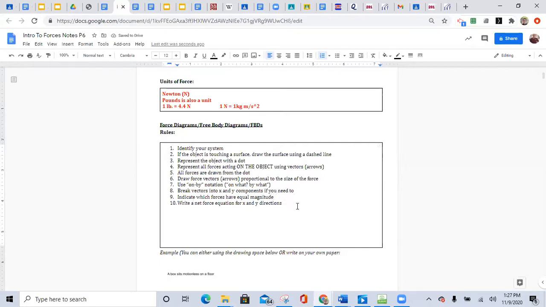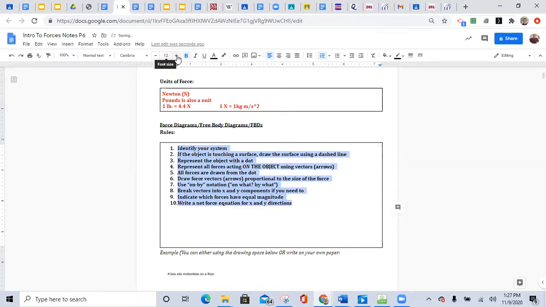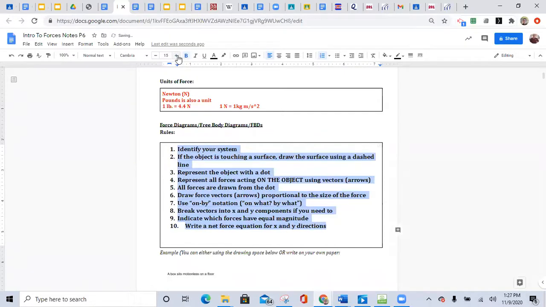Okay. So those are the rules, and I'll give you a little bit of time to get those all down. And then we're going to practice using them on worksheet 1. And I'm actually going to start working on paper. You can do a drawing right there, but I think it's just a little bit easier to use paper.